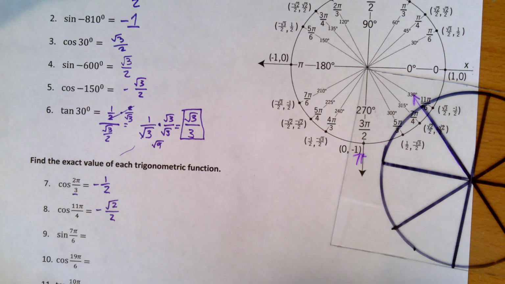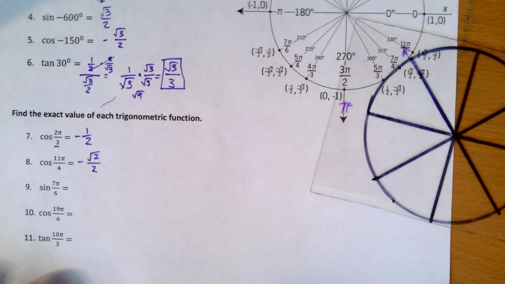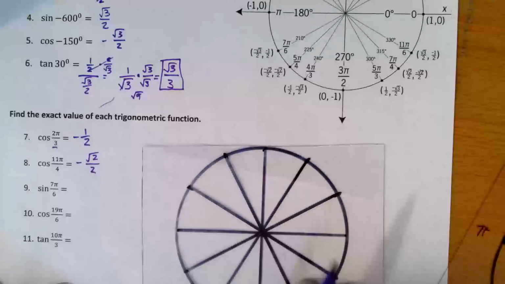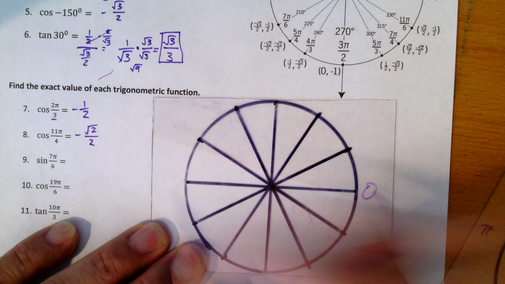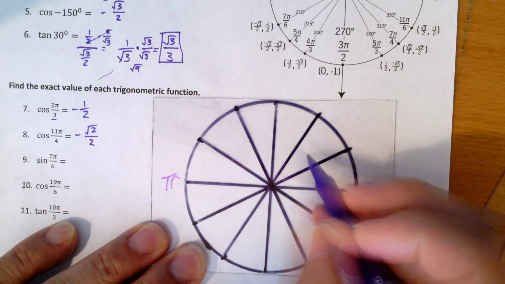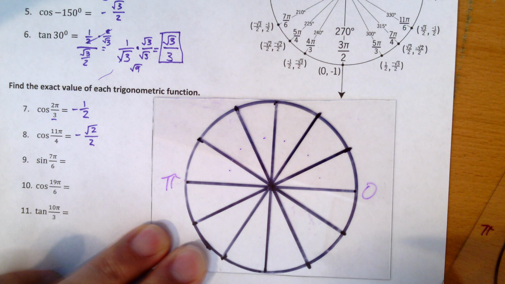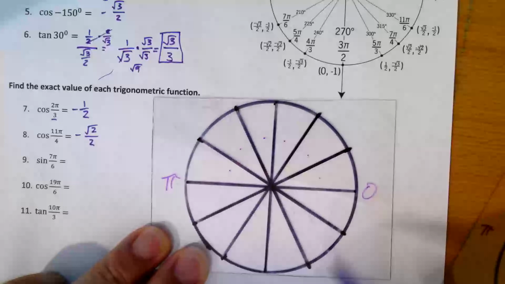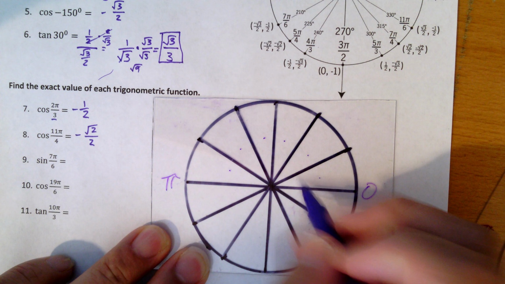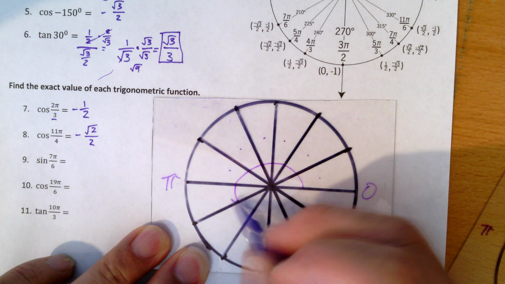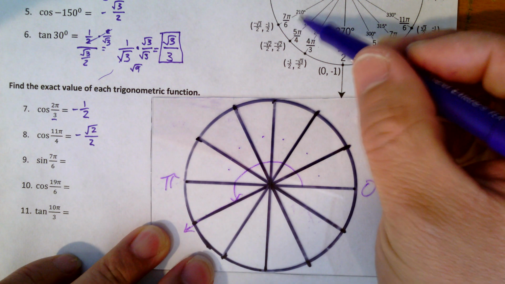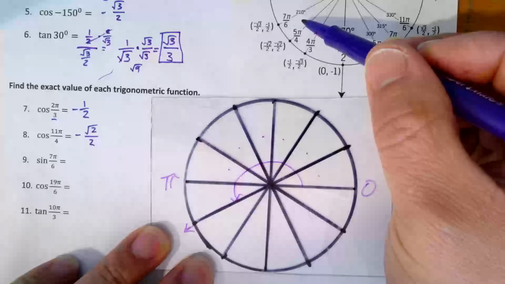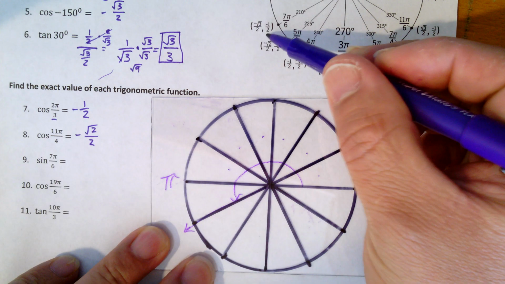7 pi over 6 would be the next one. So I need to come out with the unit circle where it's sliced up into 1, 2, 3, 4, 5, 6 slices, the top half 6. So 7 pi over 6 would be, let's see, 6 slices, 7 slices, which would be here, which would be at 210 degrees up here. And I'm looking at sine, which is the y value, negative 1/2.